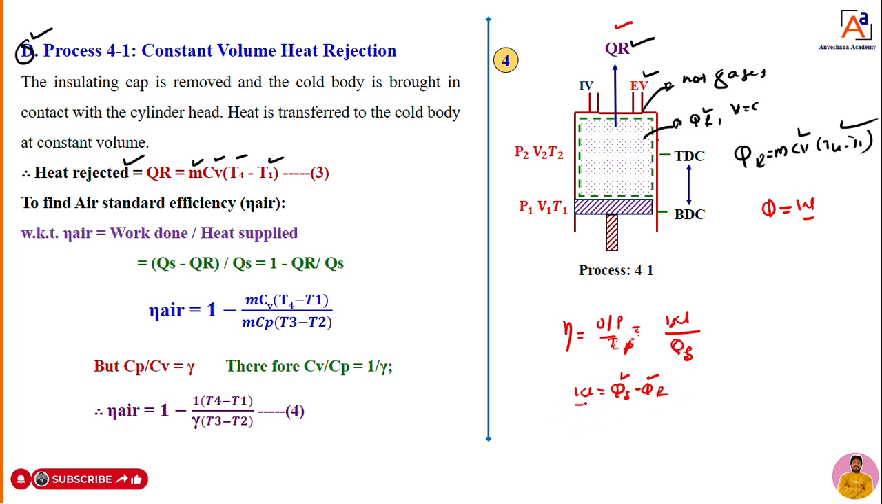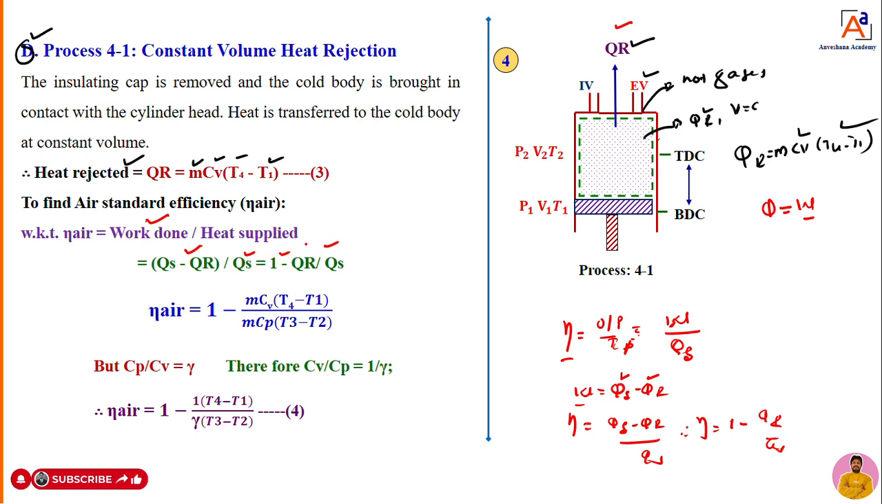So how can I write the efficiency now? Efficiency is equal to work done, which is nothing but QS minus QR, divided by QS. The same thing I have written, dear students. QS is common here, so I will take it out. Therefore, efficiency is equal to 1 minus QR divided by QS.